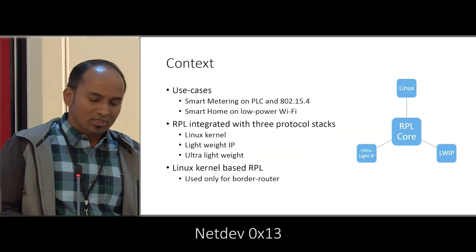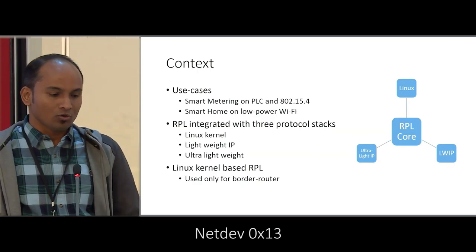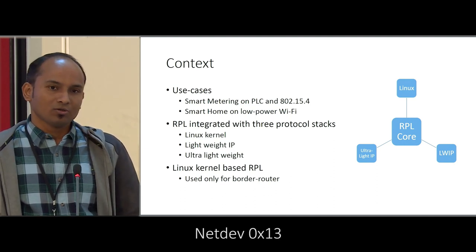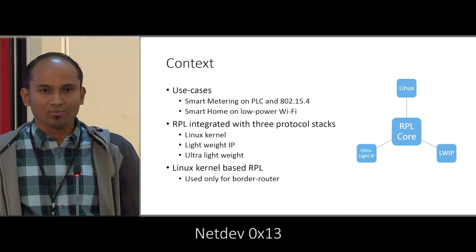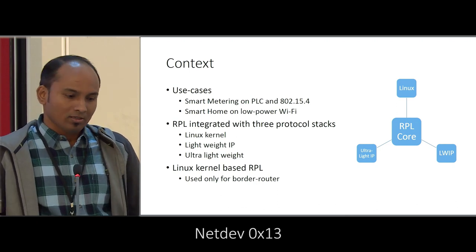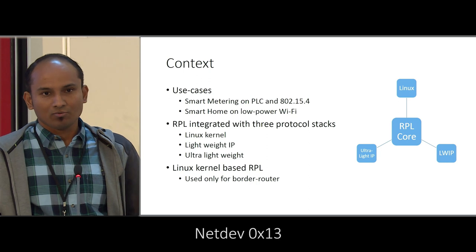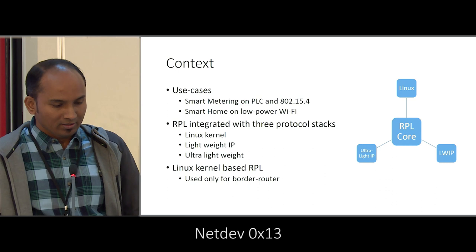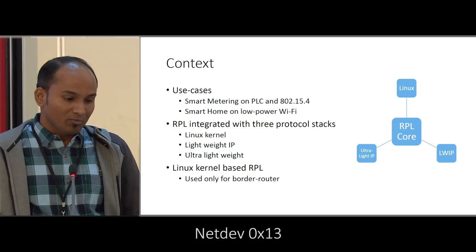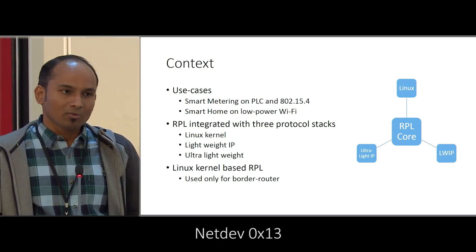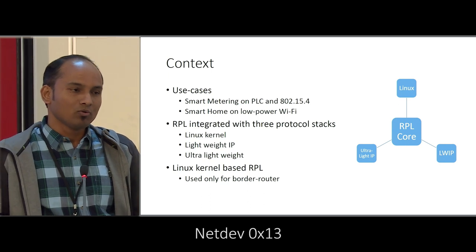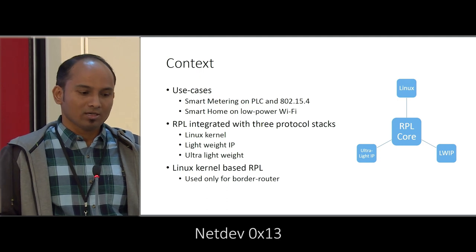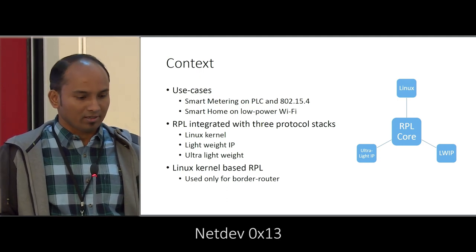So the use cases: we are using RPL on two different link layers, PLC, power line communications, and 802.15.4. For smart metering, we ended up using low power Wi-Fi, both of them deploying RPL as a mesh network protocol. Both of them are currently in the pilot phase, not in deployment. The RPL routing protocol, we carved out from the Contiki implementation. We made it work across three platforms: WIP, micro IP, and the Linux kernel.